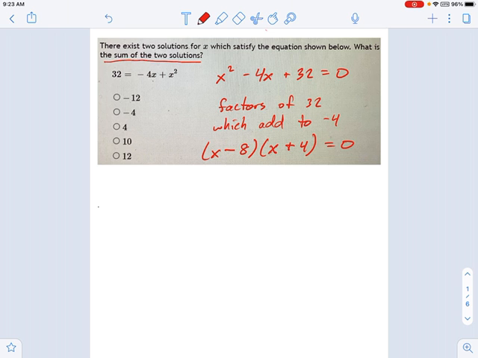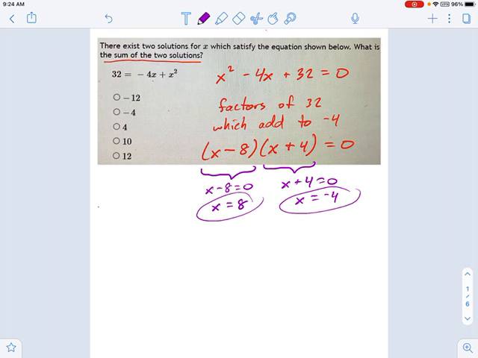So I have two factors now, and what you do at this point is you simply say, okay, x minus 8 equals 0. This is going to be my first solution. x equals 8. And over here, you say x plus 4 equals 0. So it looks like x equals -4. Here are my two solutions. And we add those together, and what do we get? +4.